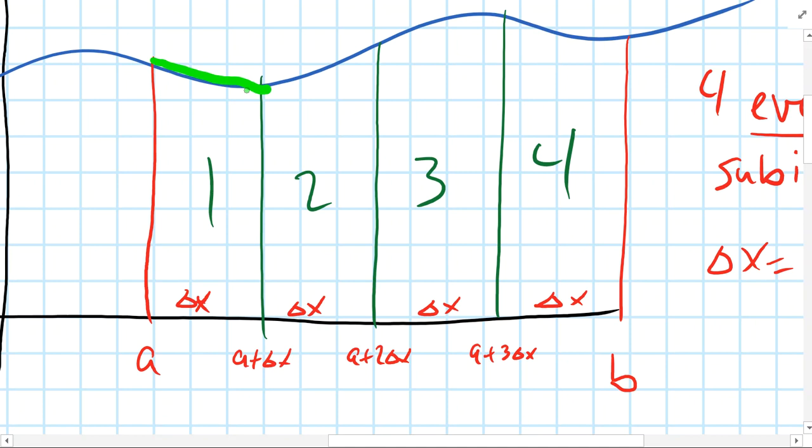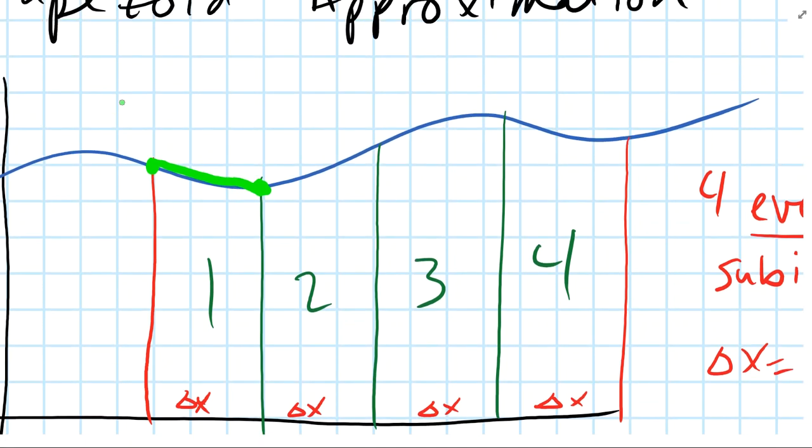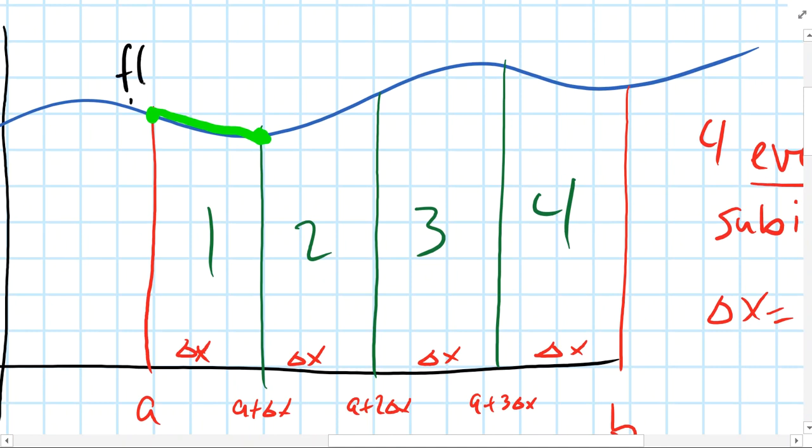If I connect up from this function point to that function, so this up here is f of a. Oh, that's not going to work real well. Hang on. That's too thick. This is f of a. This is f of a plus delta x. Do you agree? We take this x, we plug it in the function, and I'm going to connect up those two. Did I make a trapezoid?